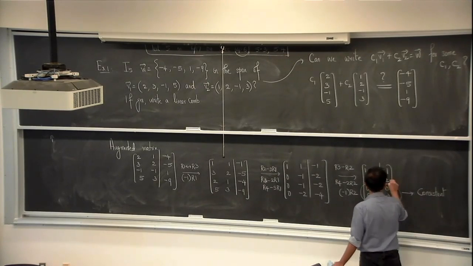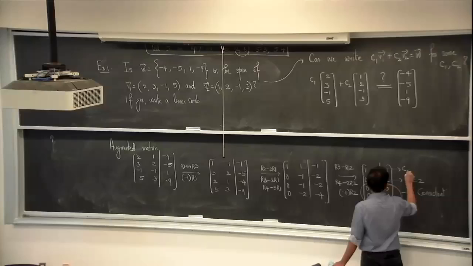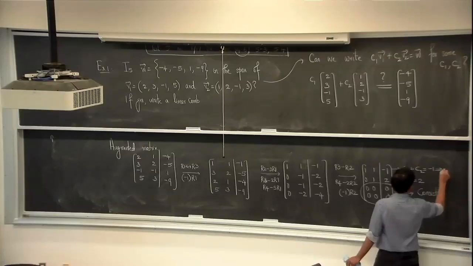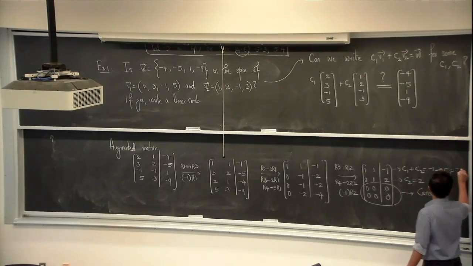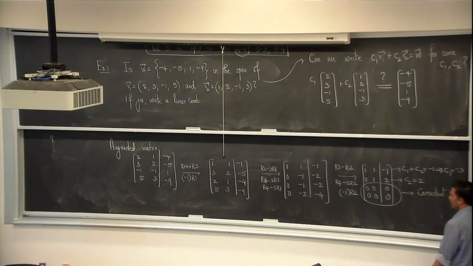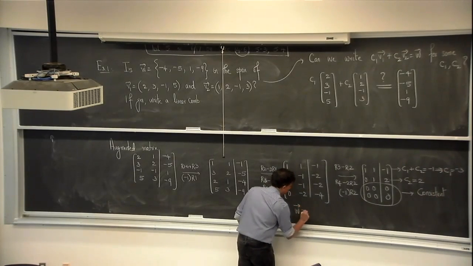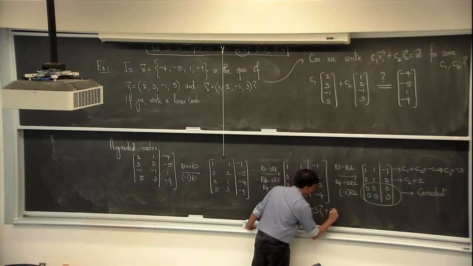So C2 is 2, and C1 plus C2 is negative 1 from the first row. C1 is negative 3. So it's consistent and there is a solution. So the span is that W equal to negative 3 V1 plus 2 V2.